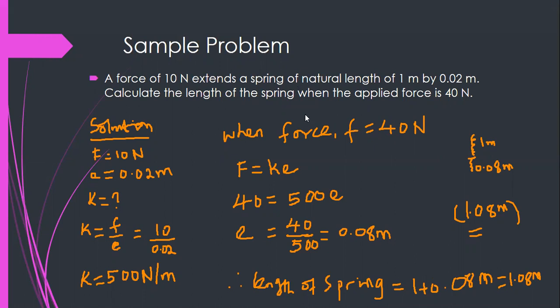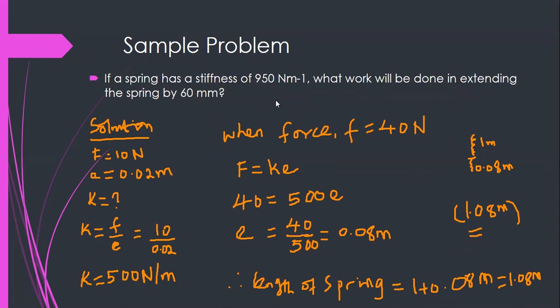Let's see. So here's another example. If a spring has a stiffness of 950 Newton per meter, what work will be done in extending the spring by 60 millimeters? So let me get rid of this solution so that I can have space to do the working.